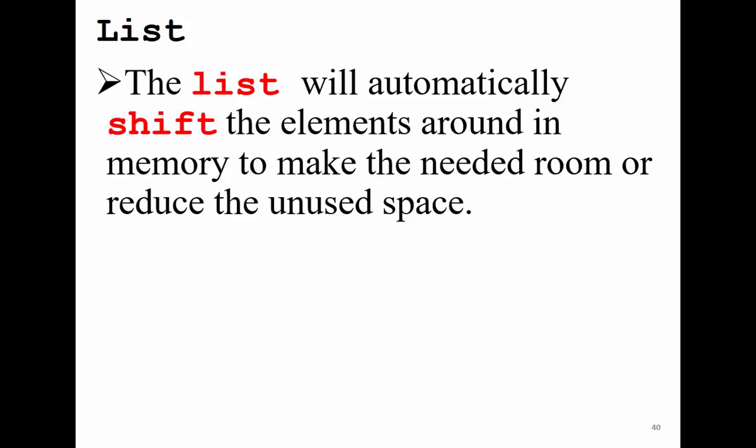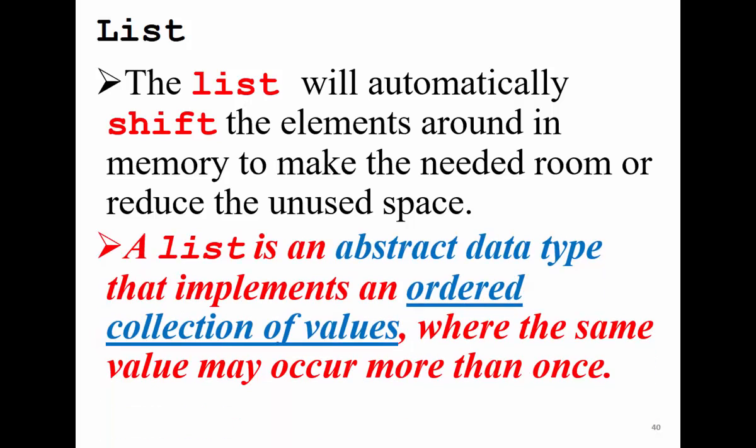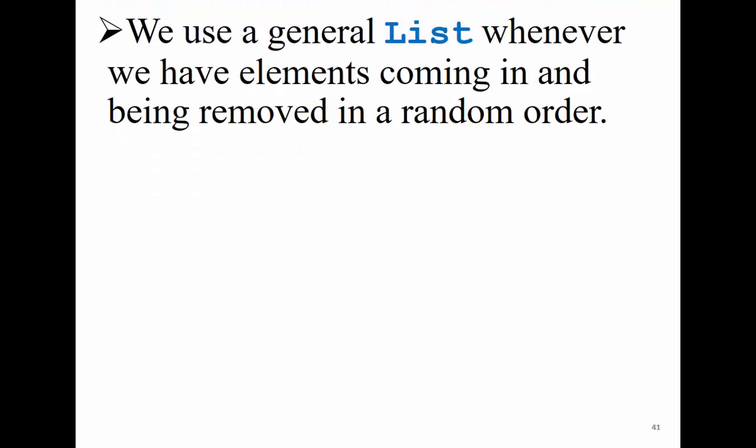Arrays, when you define them, are fixed in size. You cannot extend the array or shrink the array. Either you have to destroy it and build it again. But in the list, you can shrink it. You can extend it easily. Okay? So the list is an abstract data type that implements ordered collections of elements where the same value may occur more than once. So you can insert inside the list the same element more than once.